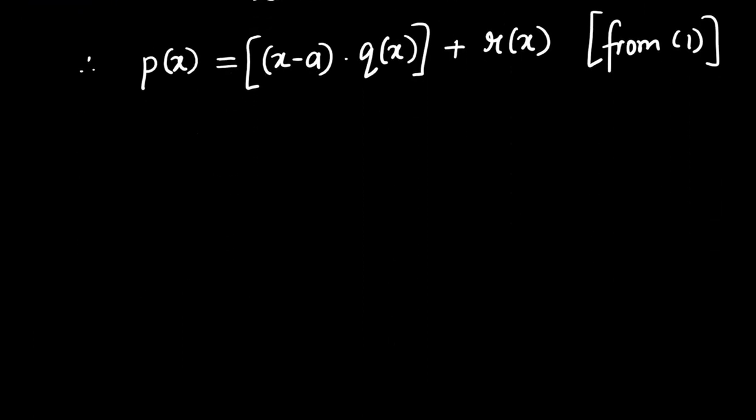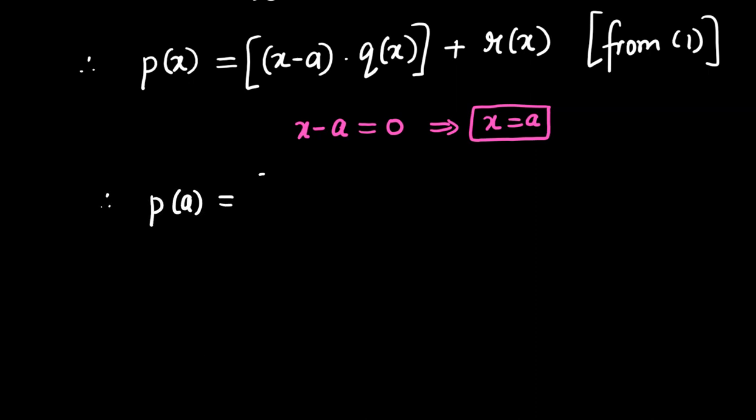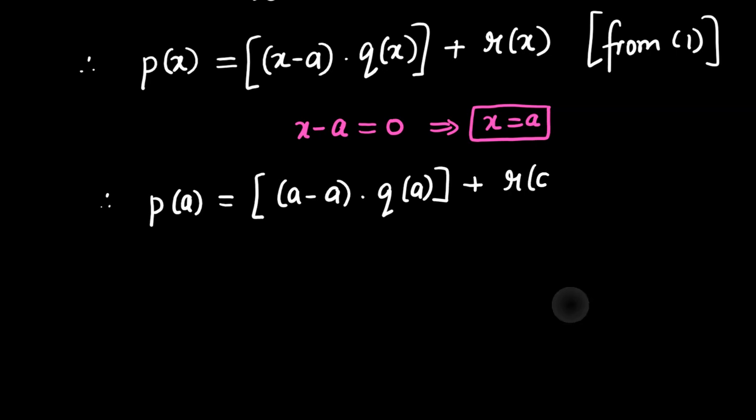Okay, now next step is we are dividing this polynomial by x minus a. So we need to take x minus a and equate it to 0. So this implies x equals a. So instead of x, we have to put x equals a. Fine. Therefore, p of a equals a minus a into q of a plus r of a.